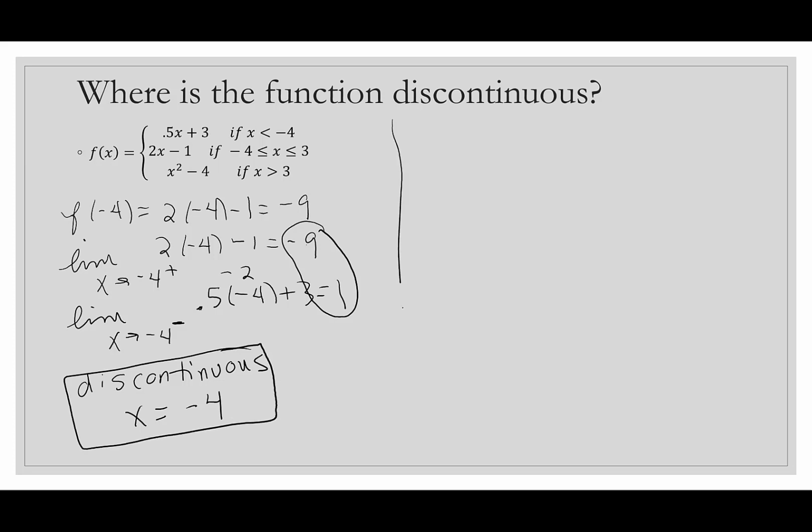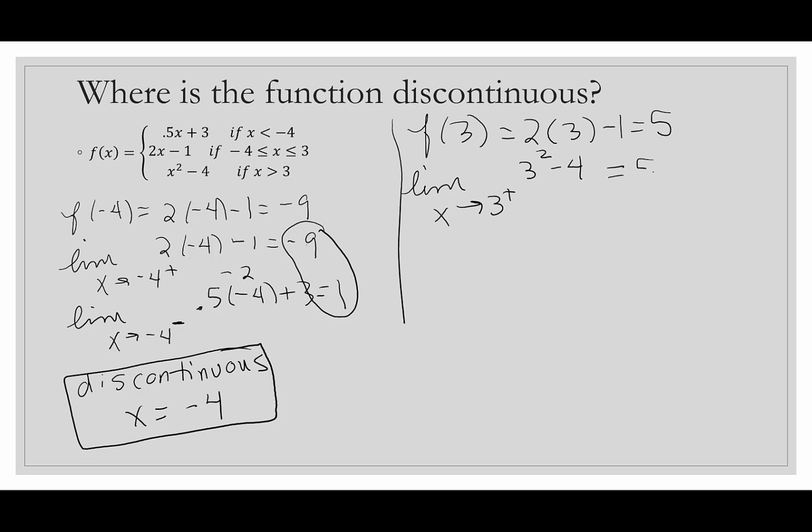The second number we need to check is the 3. So just like the last one, I'm going to start by finding f of 3. It's also described in the middle, so I have 2 times 3 minus 1. That's 5. Now let's check out the limit. When x goes to 3 from the positive side, well, the positive side is the third line, so I have 3 squared minus 4. Those are numbers bigger than 3. 3 squared is 9. 9 minus 4 is 5.